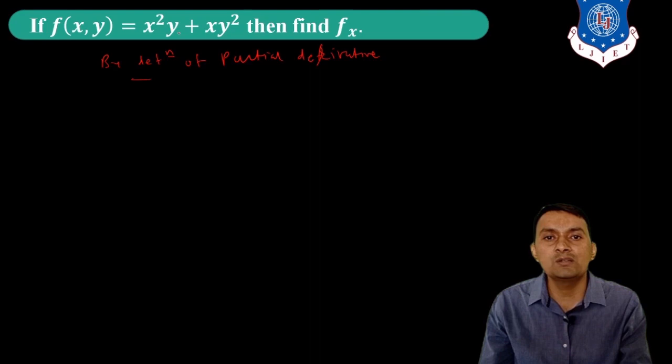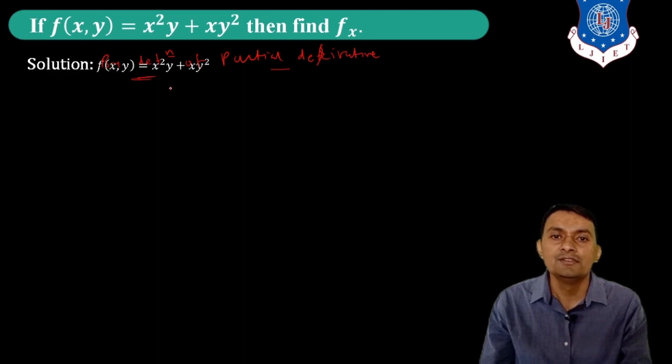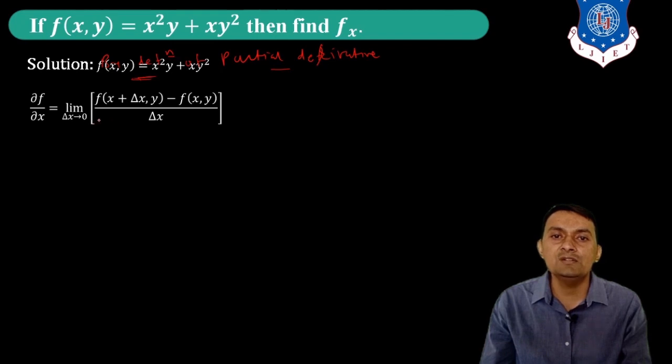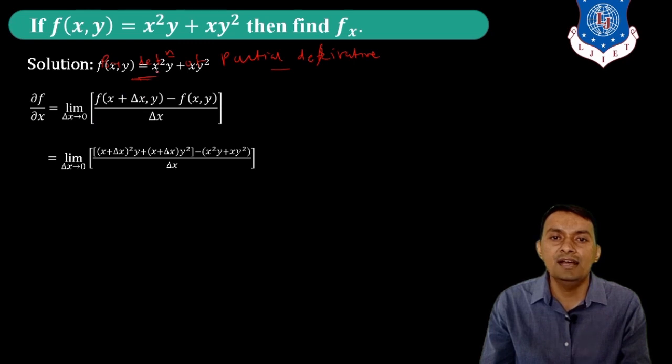Now let us consider the first question. If f of x y is equal to x square y plus x y square, then find del f by del x, that is f sub x. Here we want to solve this question by the definition of the partial derivative. So how can we do it? This is our function f of x y, and this is our definition. Now if I put in the input x plus delta x, we get x plus delta x whole square times y plus x plus delta x times y square, this is one bracket, minus f of x y. So just put this bracket, divided by delta x.